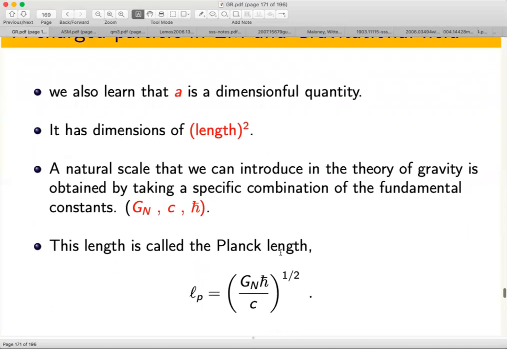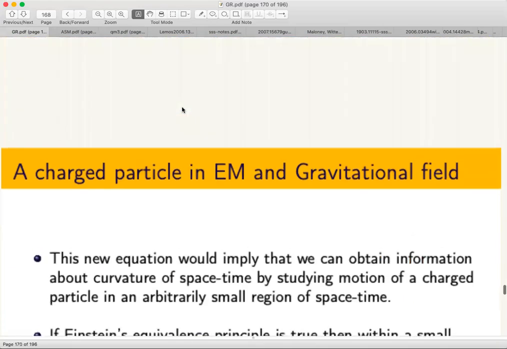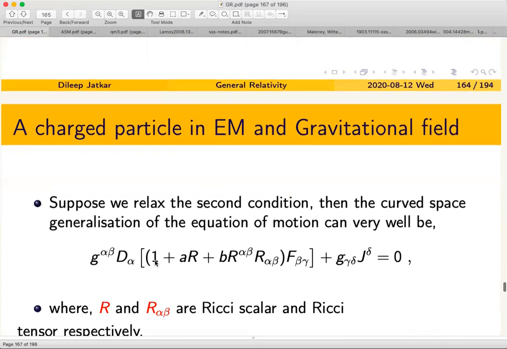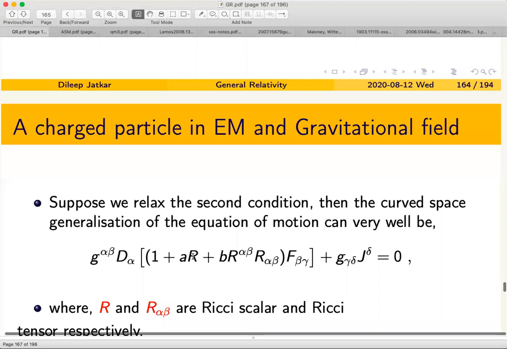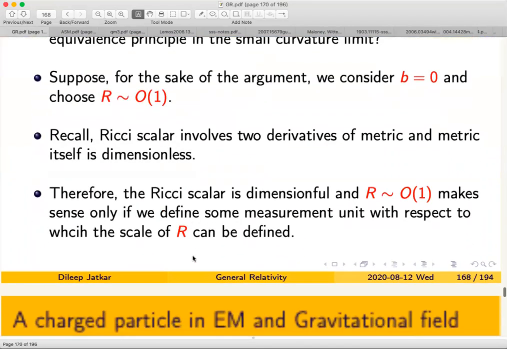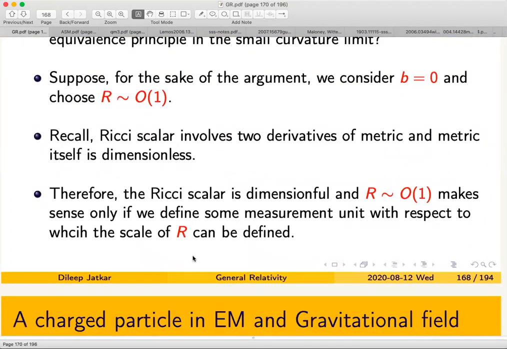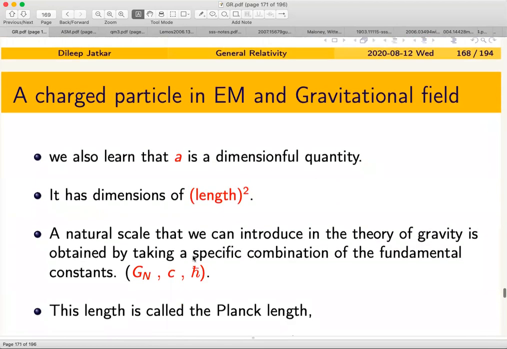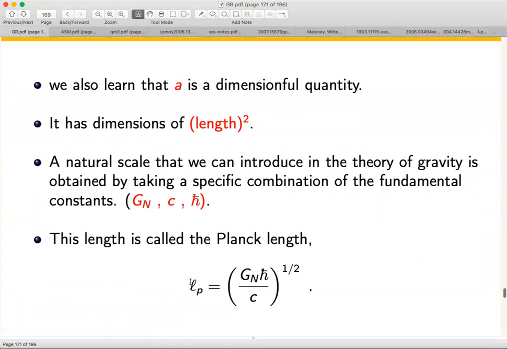Now remember that the Ricci scalar came with a coefficient A, and this coefficient should have dimension which is opposite of the dimension of the Ricci scalar, so that this expression, which is 1 plus A R plus whatever, is of course dimensionless, so each one of them should be dimensionless, and therefore it determines the dimension of A to be proportional to length squared. So we should be able to write down the coupling A in terms of the Planck length squared.